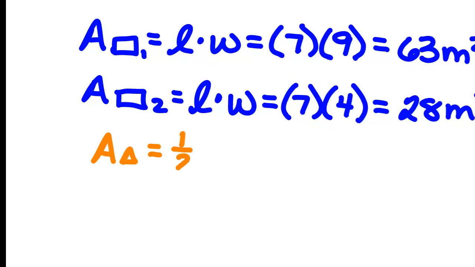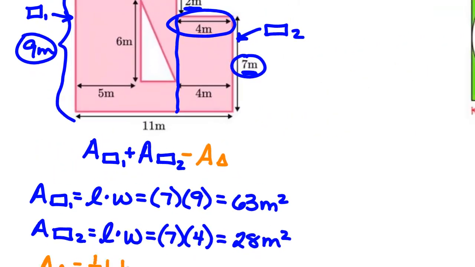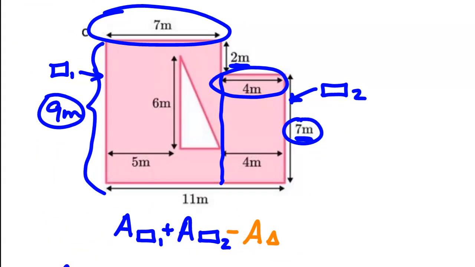1/2 times base times height, yes. And what kind of relationship do the base and the height have to each other? Has to be a right angle. They have to be perpendicular to each other. Do I have the base and the height of this triangle?